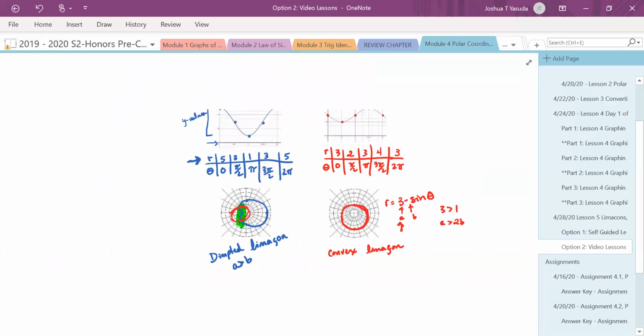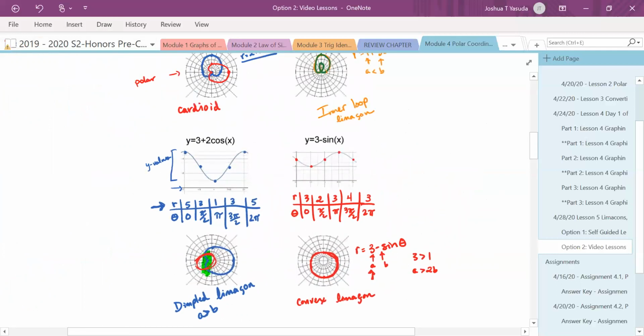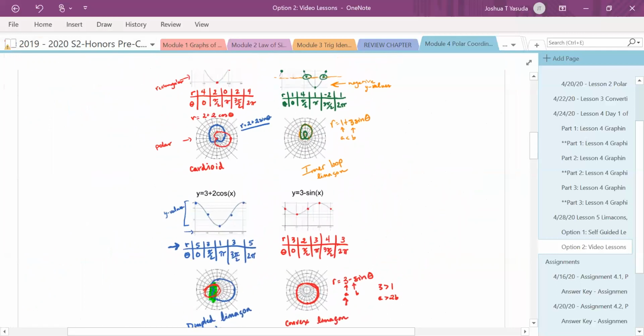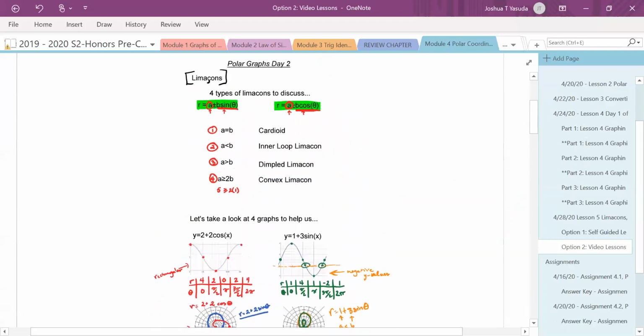All right, so you do have to know when they occur, but this is why they occur, okay? So you have a cardioid when A equals B. You have an inner loop when A is less than B. You have a dimpled limacon when A is greater than B. And you have a convex limacon when A is greater than or equal to 2B.